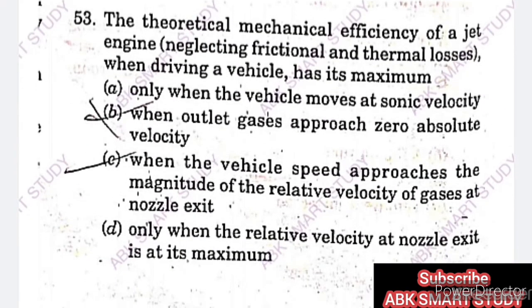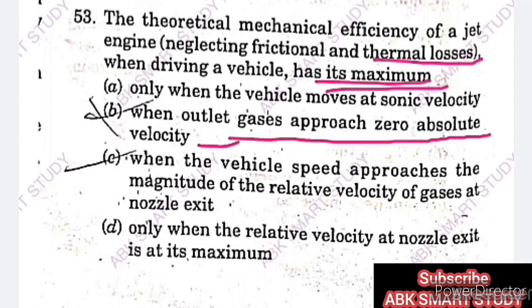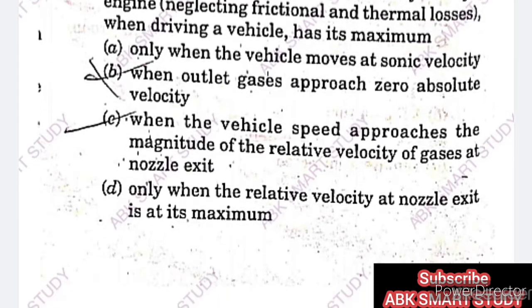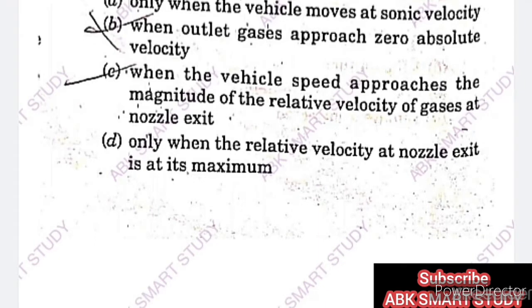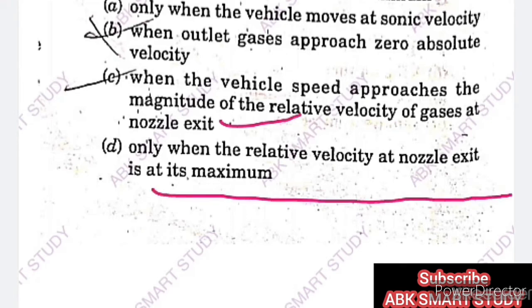The theoretical mechanical efficiency of a jet engine, neglecting frictional and thermal losses when driving a vehicle, has its maximum. So here, the theoretical mechanical efficiency of a jet engine when driving a vehicle has its maximum, option A, only when the vehicle moves at sonic velocity. Option B, when outlet gas approaches zero absolute velocity. Option C, when the vehicle speed approaches the magnitude of the relative velocity of gases at nozzle exit. And option D, only when the relative velocity at nozzle exit is at its maximum.